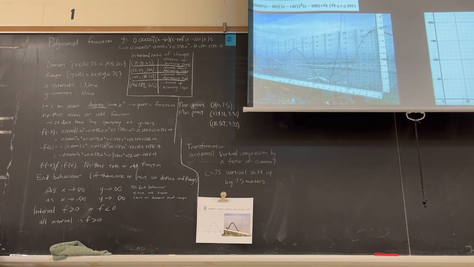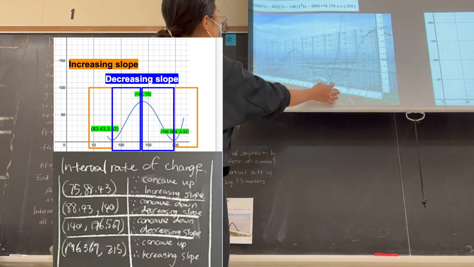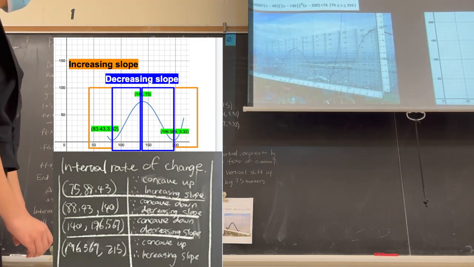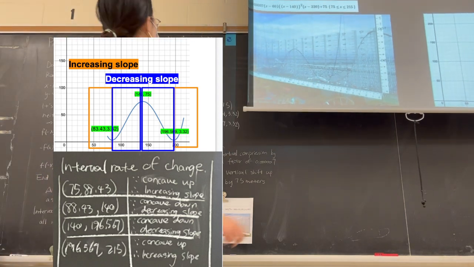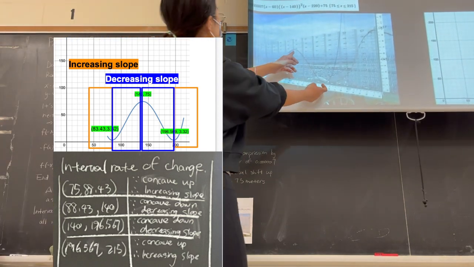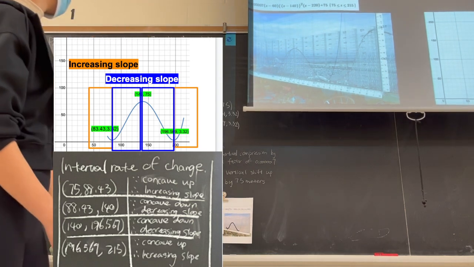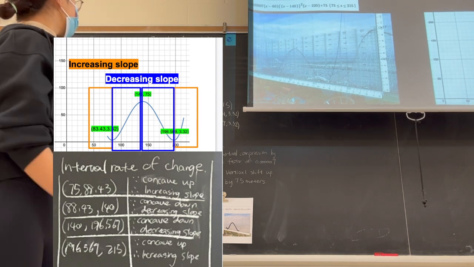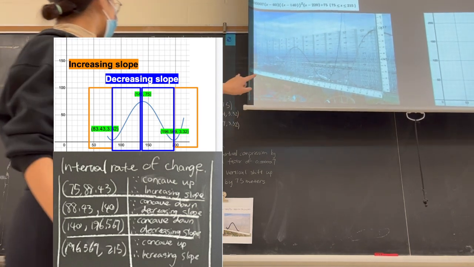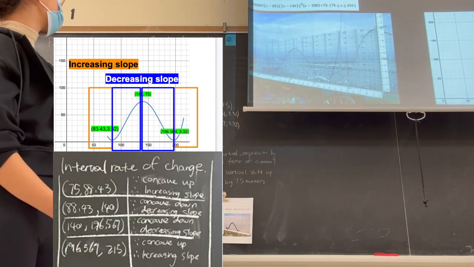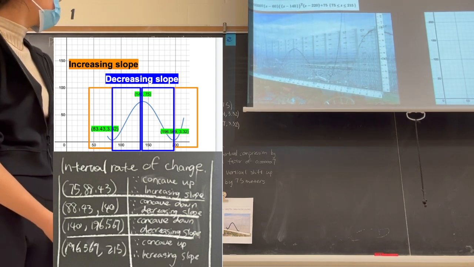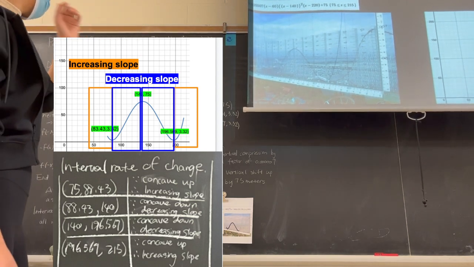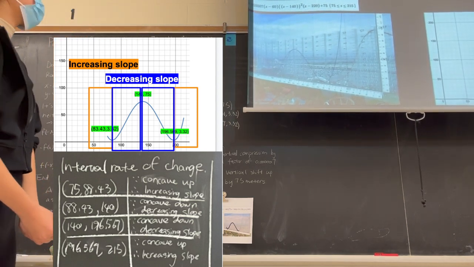And the interval of rate of change. For this section, the interval is 75 to 88.3 meters, and it is concave up, so that's an increasing slope. And from this section, 88.43 to 140 meters, it's concave down, so that's a decreasing slope. And for this section, 140 meters to 196.569 meters, it's concave down, so a decreasing slope. And the last interval is 196.569 to 215.